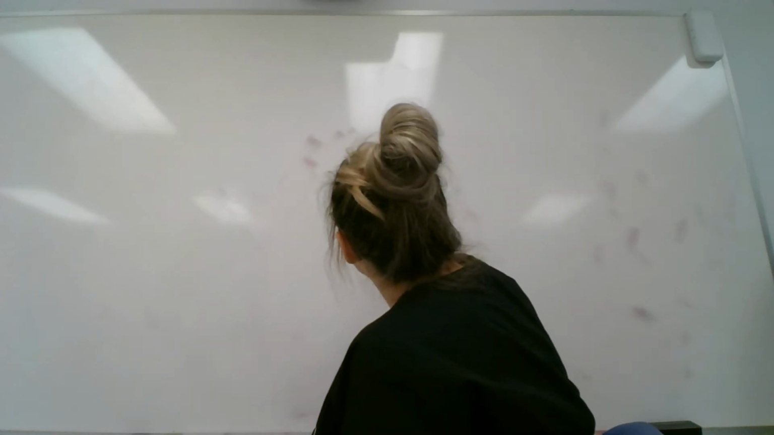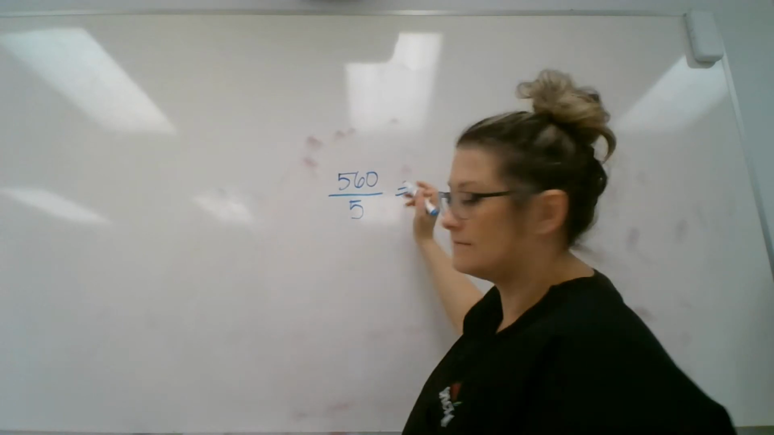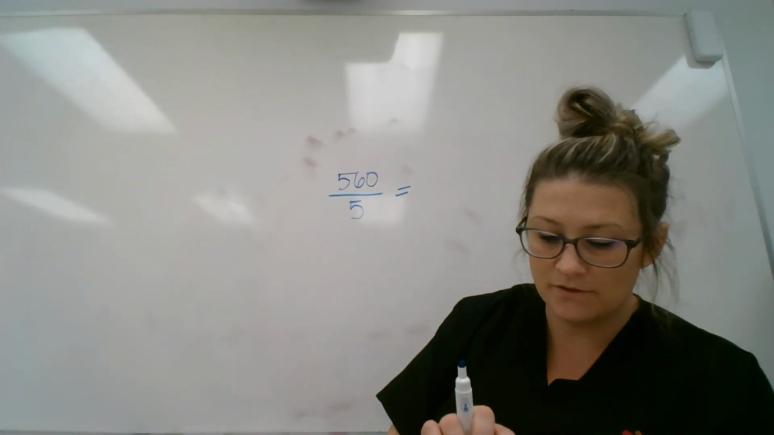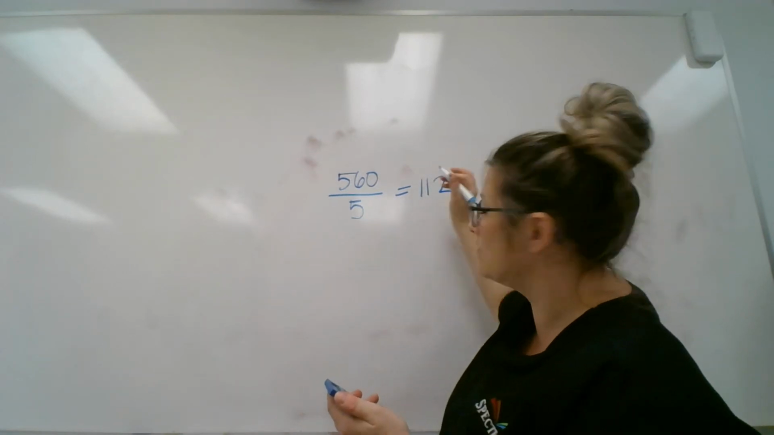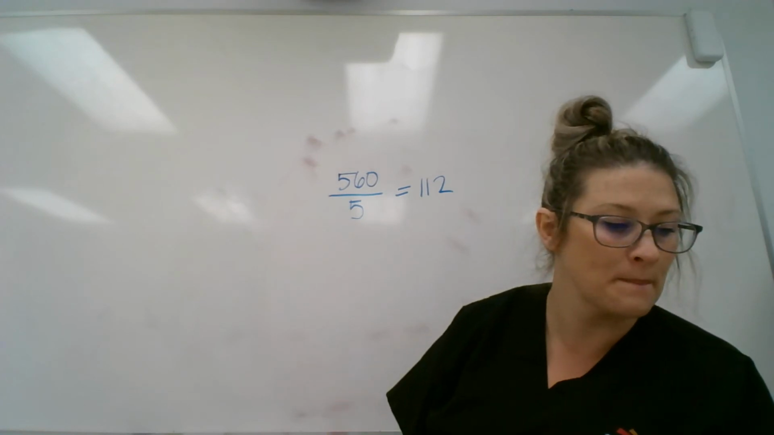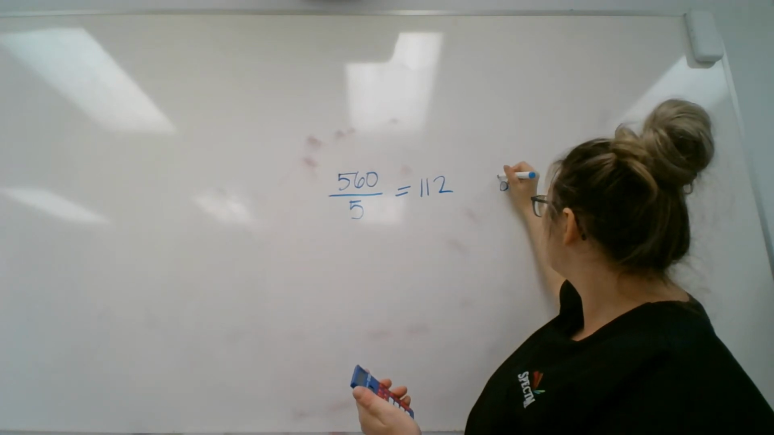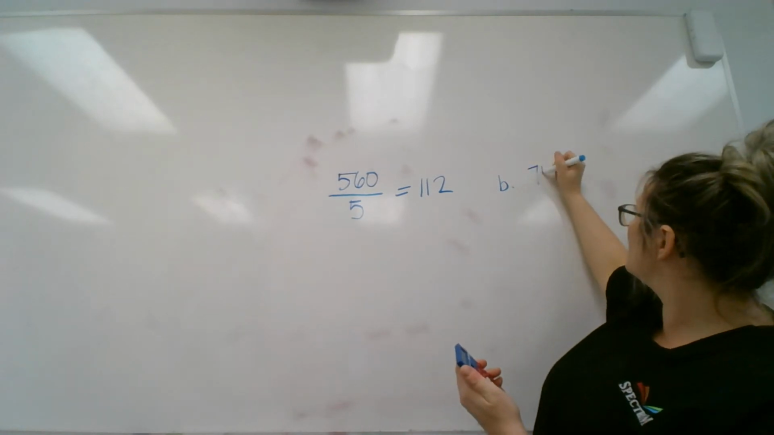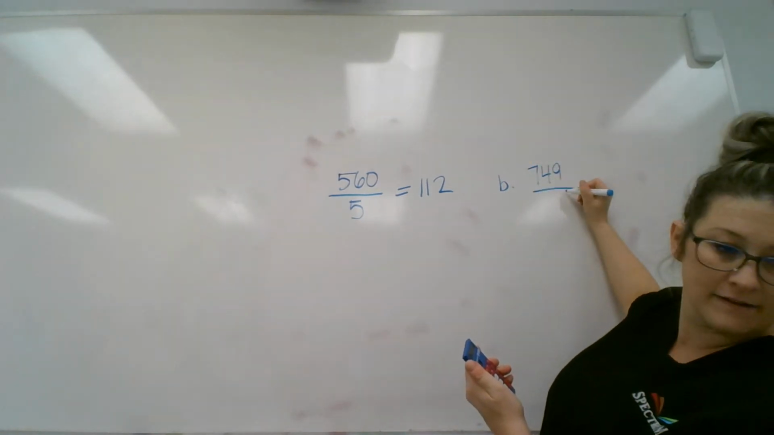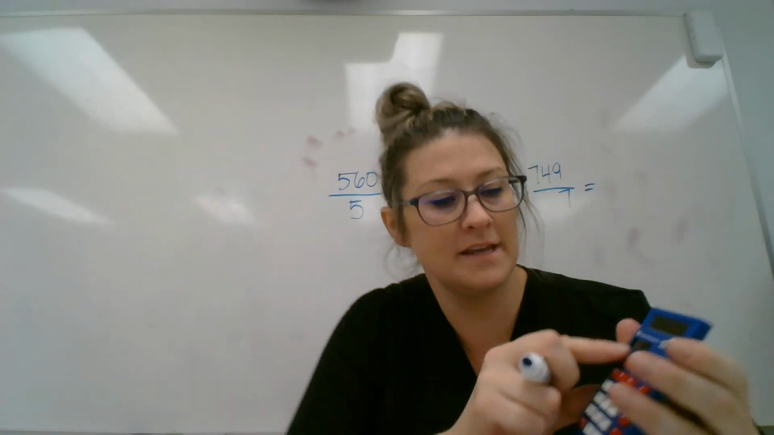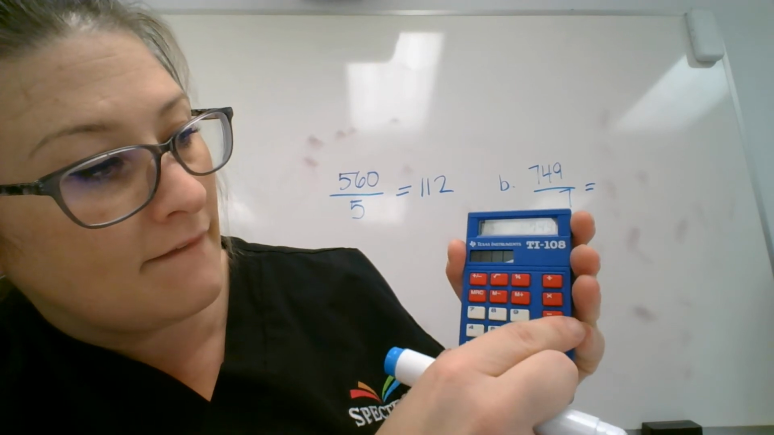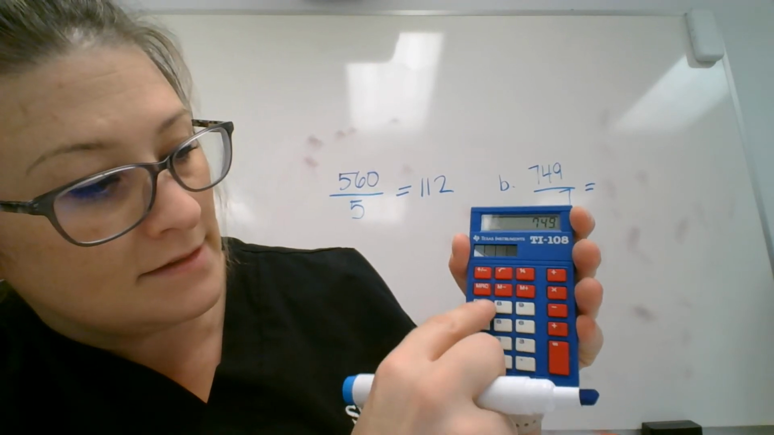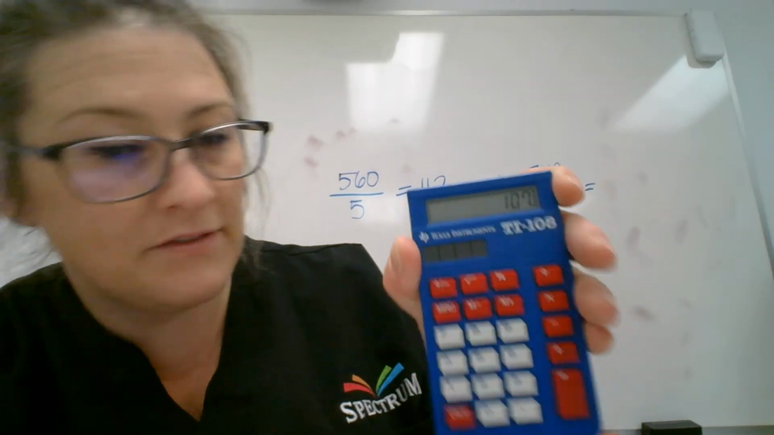560 divided by 5. I'm going to work it on my calculator. So 560 divided by 5 equals 112. Easy peasy. B. My fraction for B is 749 divided by 7. To type this in, 749 divided by 7 equals 107.